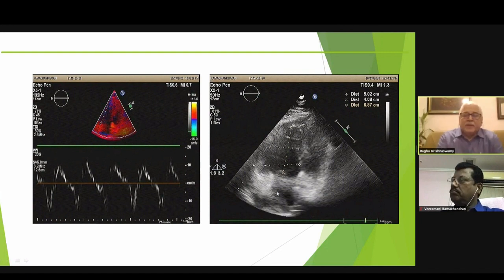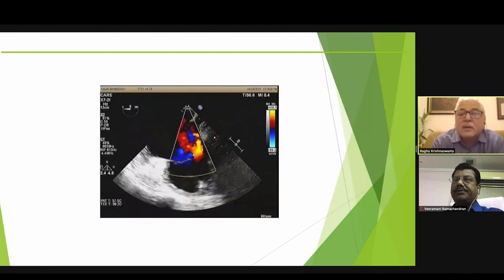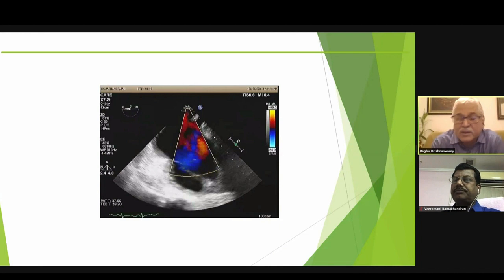Now, pulmonary embolism was the least of my thought process at that particular point of time, and I thought maybe I was dealing with an ASD, which was possibly missed in the previous evaluation 5 years earlier.